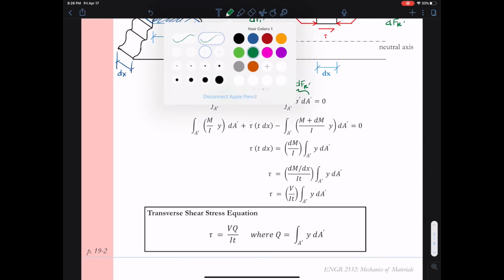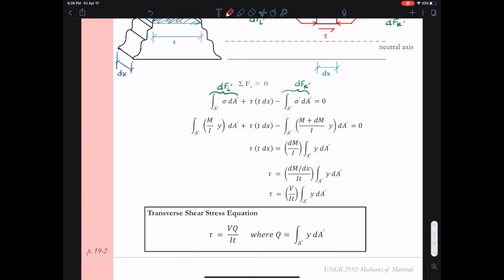Those are all constant values at one cross-section piece. Right? The only thing that changes in the cross-section is the integral over the area of y dA prime. All right, so that's the only thing that we need to include in the integral. Hopefully you remember what this is. This integral is the first moment of the area. It is the value of Q.